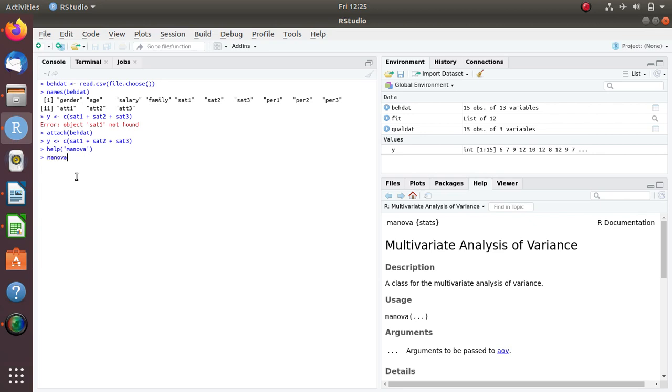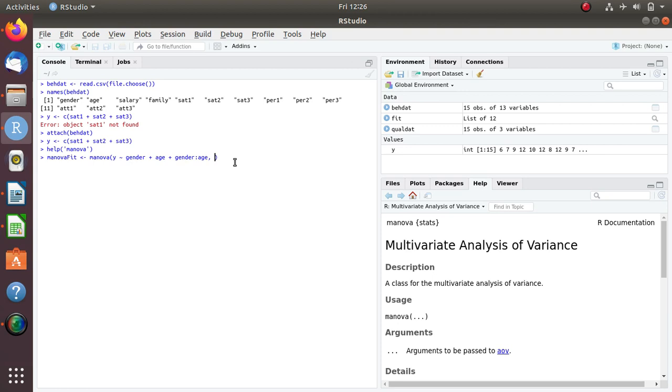So MANOVA fit, this is just a user defined object, the left assignment parameter, and MANOVA. So this is the function. Now Y depends on what? On gender plus age. Now we can also define the interactions. Suppose you want the interaction between gender and age, maybe together they also influence this satisfaction. This is the main effect from the gender, the individual effect from the age, and this is the combined effect, something like that.